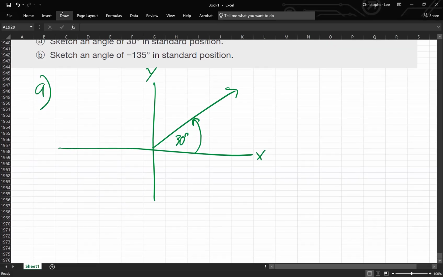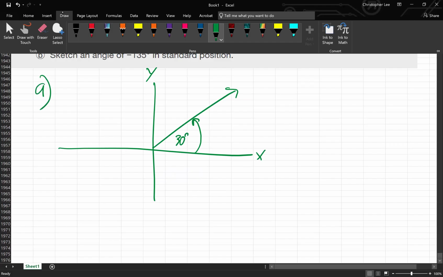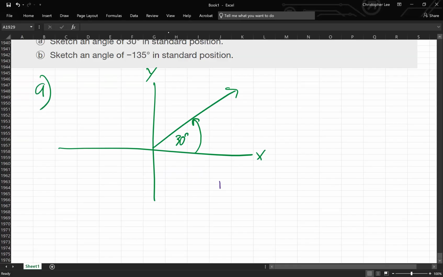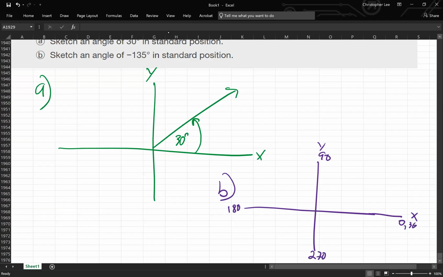Let's look at B. I'm going to change up my color just because of space. All right, let's do purple. So for B, I have X, I have Y. I have negative 135, right? So I know that 135 is less than 180, and I know where 180 is. This is 0, this is 90, this is 180, this is 270, 360. Technically, I should have done that on the other one, because I'm going in reverse. Let me go in reverse with the negatives for y'all. 0 still is there. This is negative 90, negative 180, negative 270, and then negative 360.